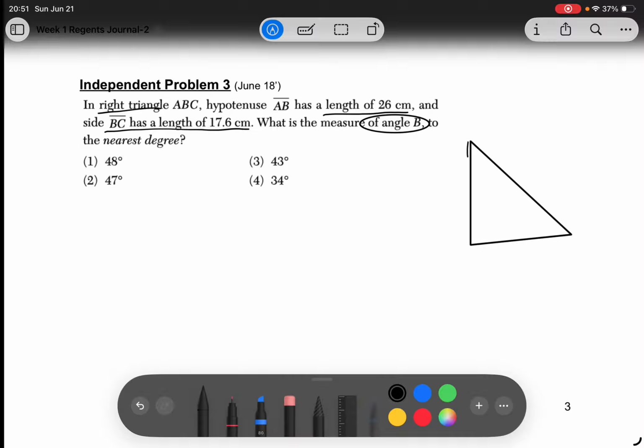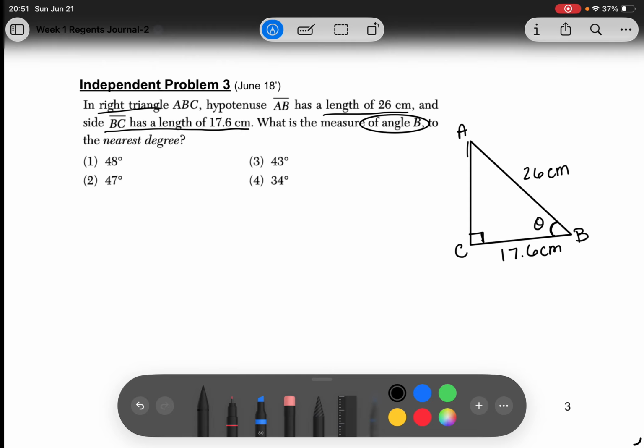The hypotenuse is AB. So if this is our right angle, we know the hypotenuse has to be the opposite side of it. So AB, and it has a length of 26 centimeters. The last letter we're missing is C, and then we know that the side of BC has a length of 17.6. So we're going to label this as 17.6 centimeters. And we need to find the measure of angle B. So we're going to label B as theta.